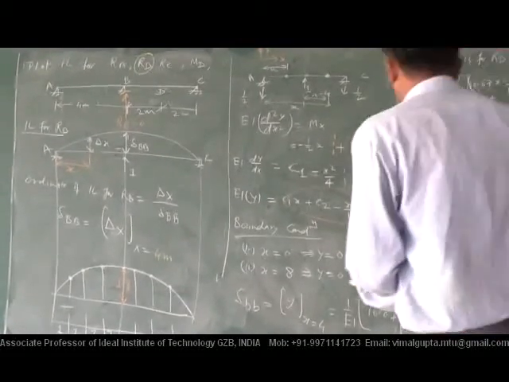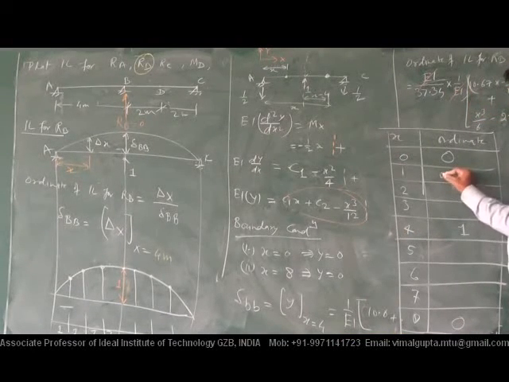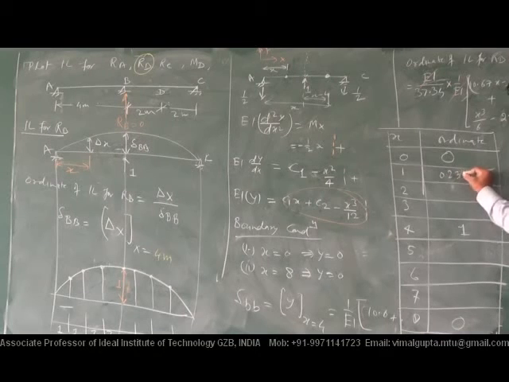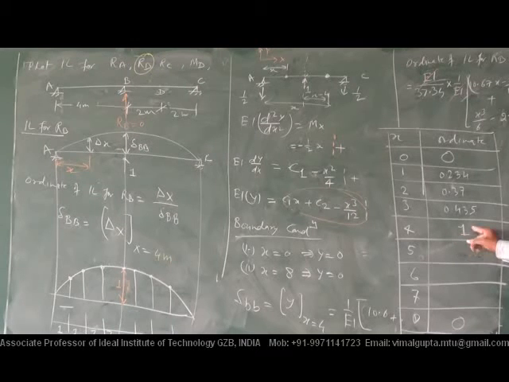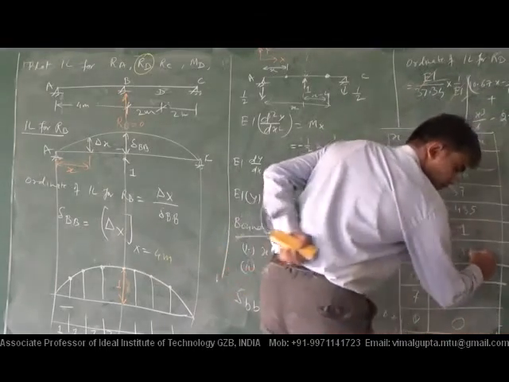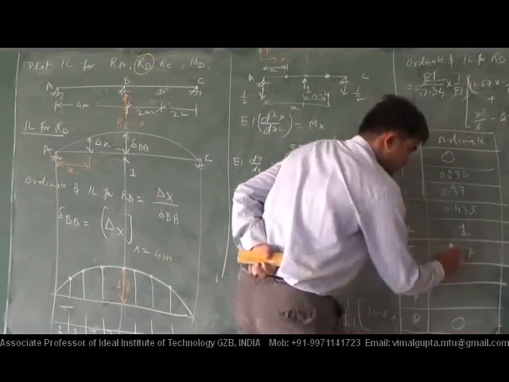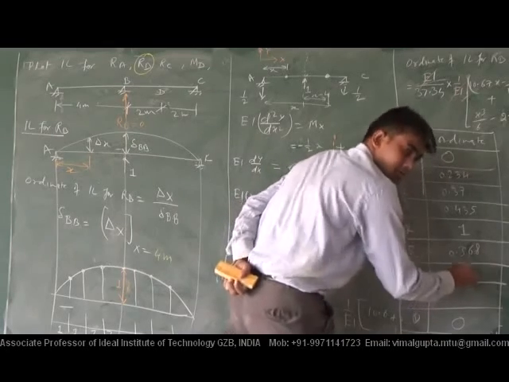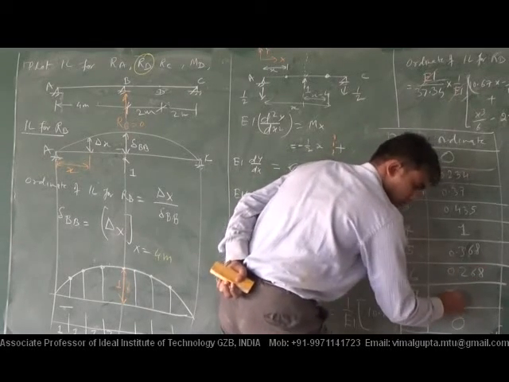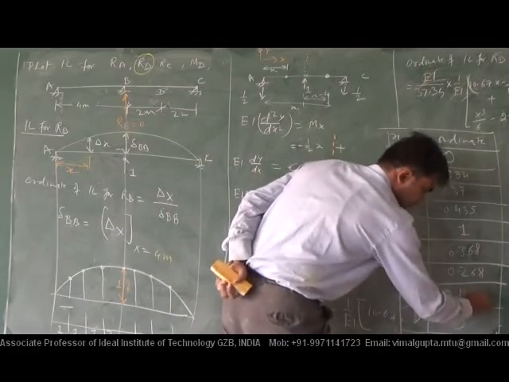So tell me the calculated values at 1: 0.2, 0.34, 0.37, 0.37, 0.434, 0.5. Is this one correct? 0.37, 0.368, 0.268, 0.141.